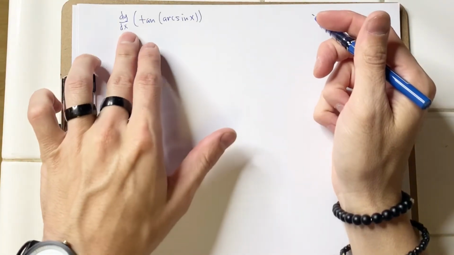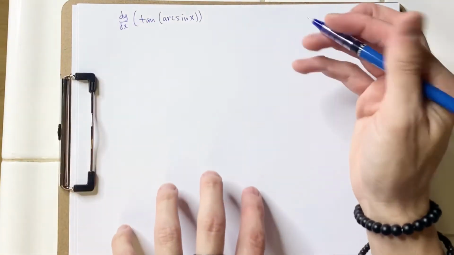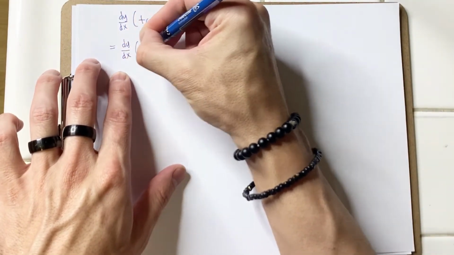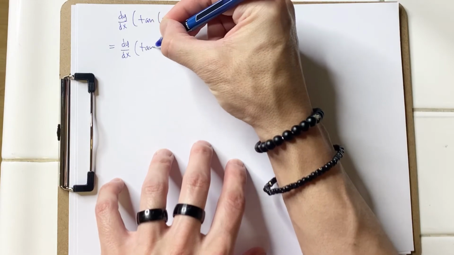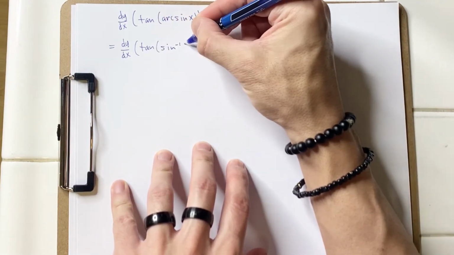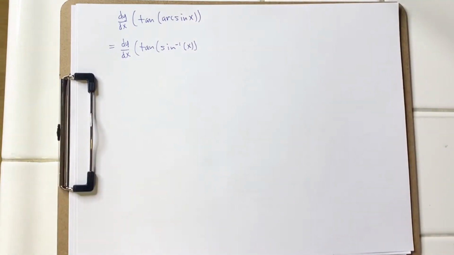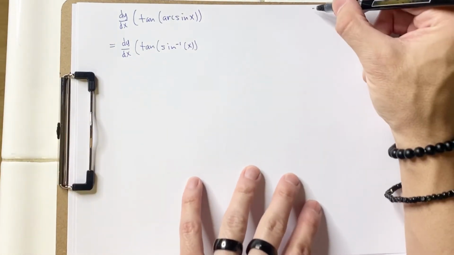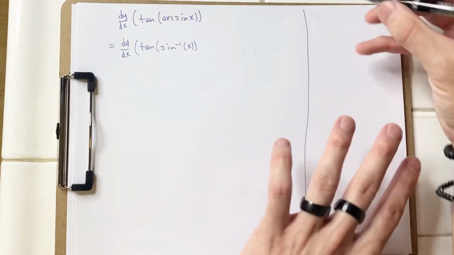So the goal here is to find dy/dx of this expression. I would immediately rewrite this in a slightly different way. I'll keep tangent, but instead of writing arc sine, I would write sine inverse of x because they are one and the same thing. And I also prefer this style because it reminds me of something. And this is what it reminds me of.